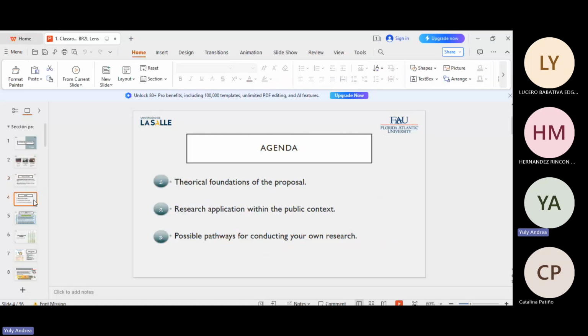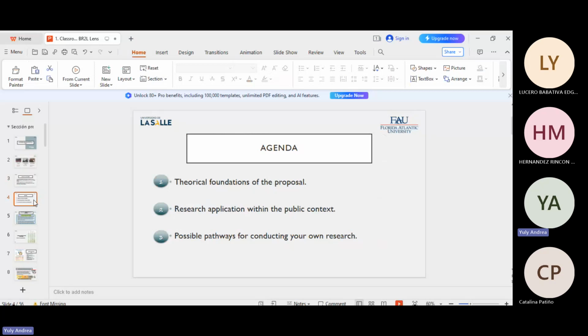The agenda for today is basically three main points. First, I will just give you a glimpse of the theoretical foundations of the proposal, which is systemic functional linguistics and genre-based pedagogy. I will not go in depth with that. I will just mention the theoretical framework for you to take into account, at least for you to have an idea of what I'm talking about and what is the research line that I'm proposing today.